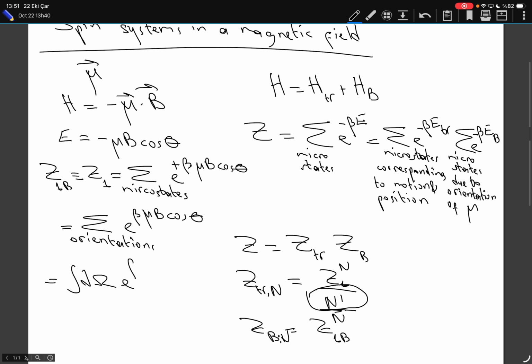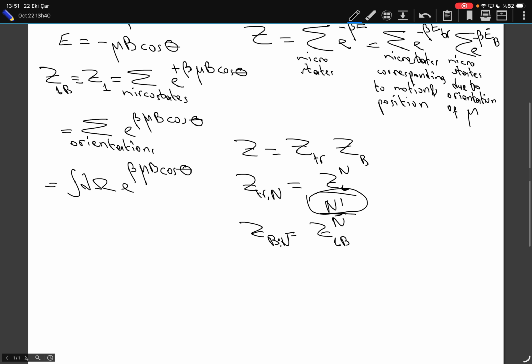of e to the power beta mu b cosine theta. Now, one of the first guesses could have been just integrate over d theta d phi. No, that's not the correct one. We should also include the sine theta here. Theta goes from 0 to pi, phi goes from 0 to 2 pi, of e to the power beta mu b cosine theta.